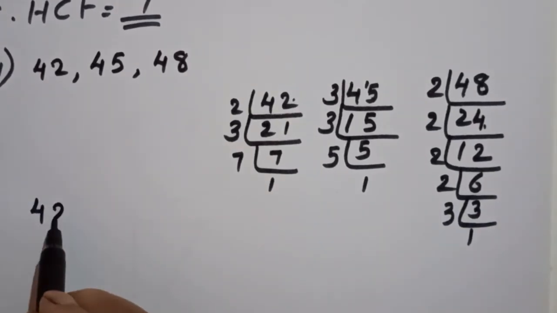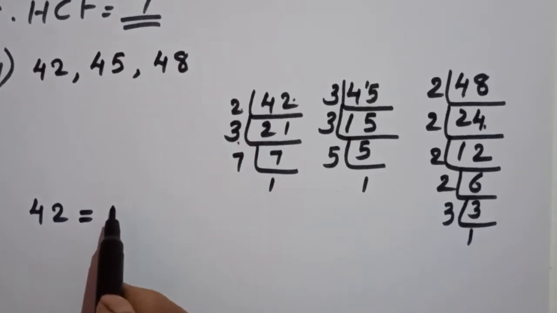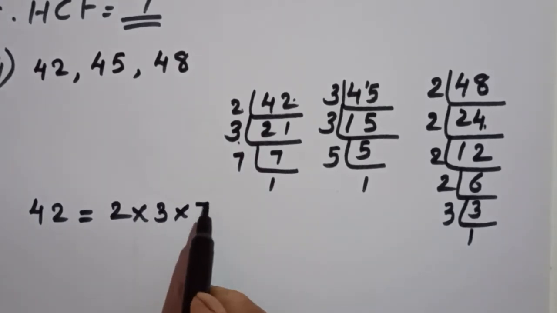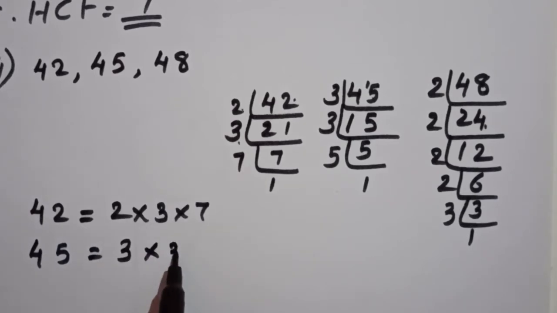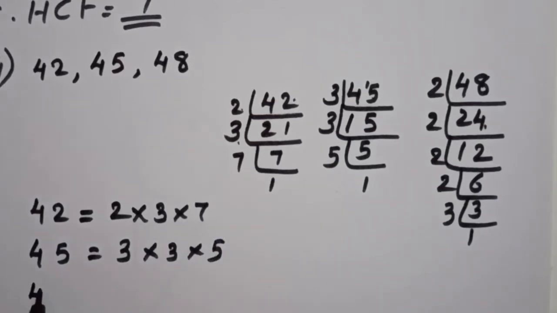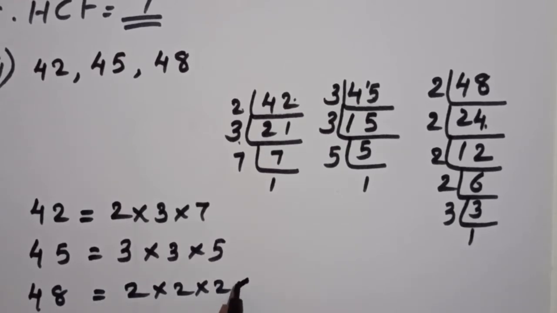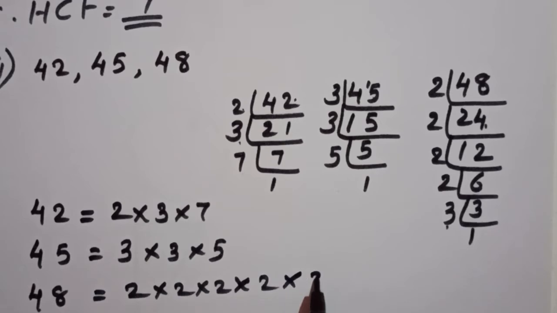So 42 equals 2 into 3 into 7, and 45 equals 3 into 3 into 5, and 48 equals 2 into 2 into 2 into 2 into 3.